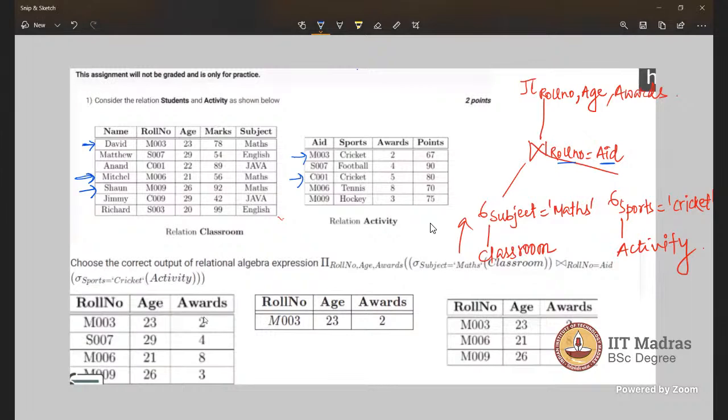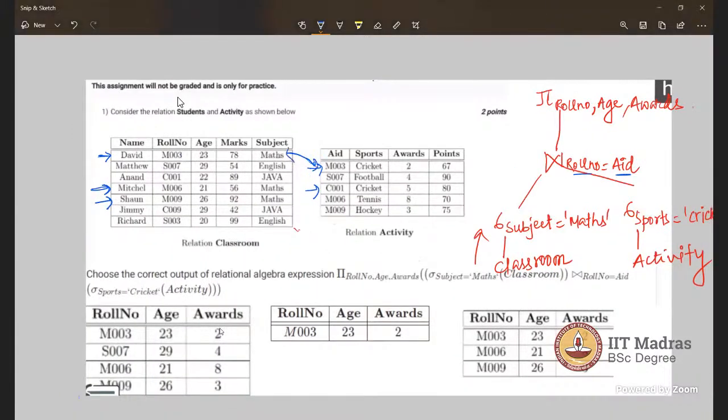So these, sorry, this is M003, and here these two are matching, right? And next we check for M003, that is M006, M00 not matching, and so C001. So we check here. So only one is matching, that is this one. David, roll number is M003, age 23, marks 78, and subject name.